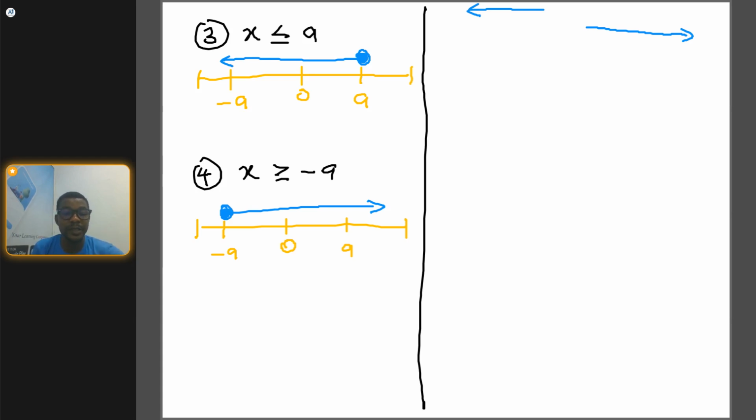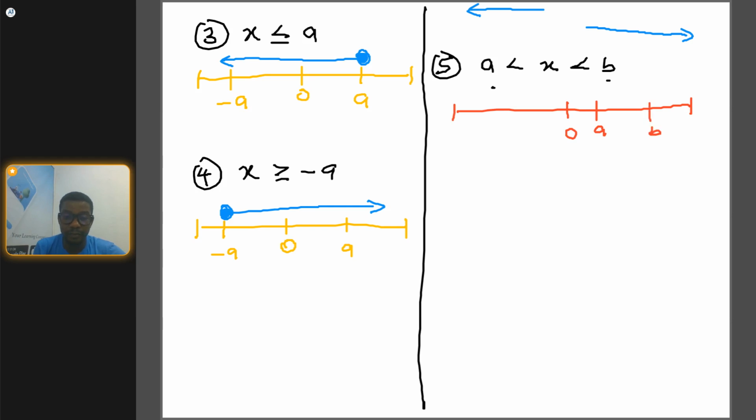Now let's take the two remaining cases, which will be number 5 and number 6. Number 5, we have A is less than X, less than B. We have two constants now, A and B. We draw the number line and identify the neutral point. Now both of them are actually positive. So let's say this represents A and this represents B. This represents minus A and this represents minus B.